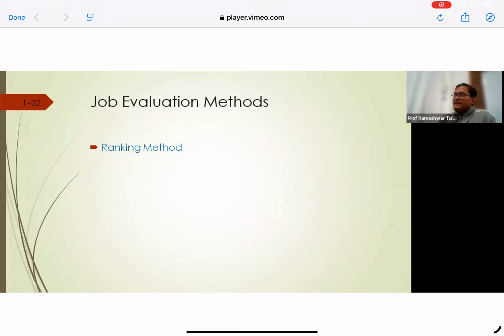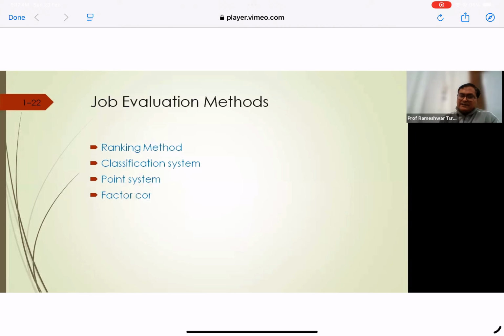The simple ranking method. Then there is something called classification system. There is something called point system, and then factor comparison method. In last class, I discussed the point system with you.